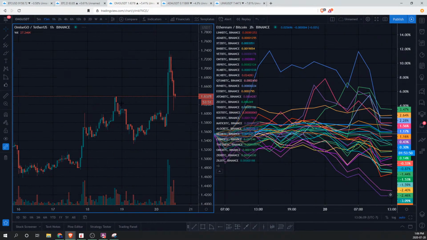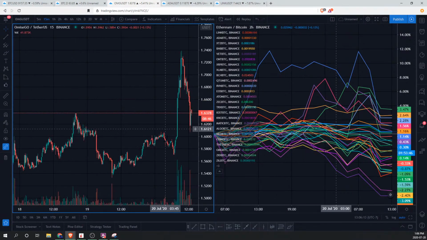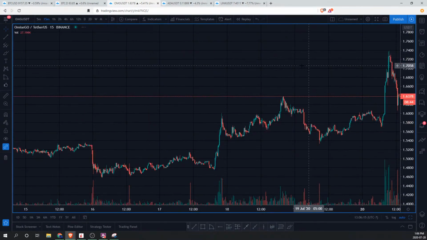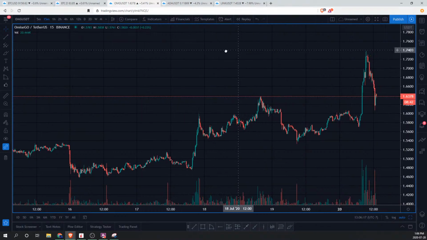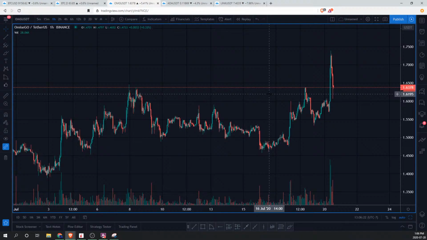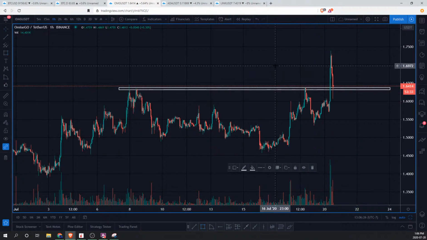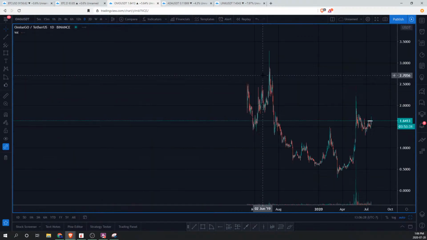Wow. Let's go to the 15 here. Yeah, I don't know if I'd trade this. The moves aren't very fluid. They're not waves. It just absolutely explodes. Don't love the smaller term price action. But you do see it's holding a nice level of previous resistance right around here. So let's go to the daily.